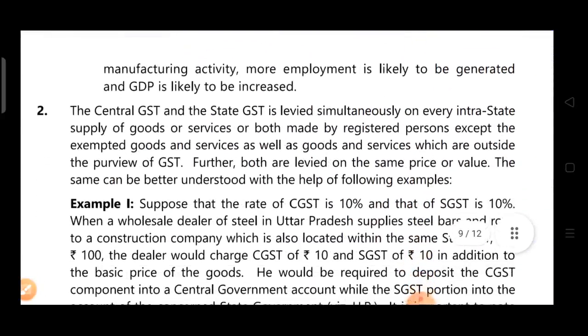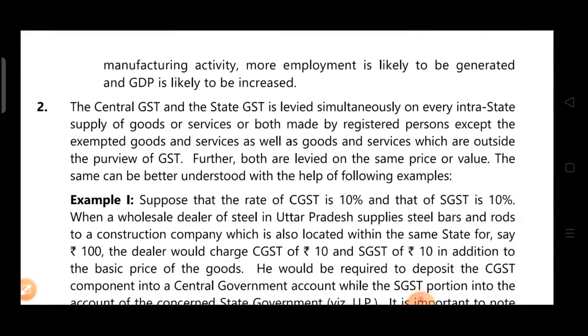See, the Central GST and State GST are levied simultaneously on every intra-state supply of goods or services, or both, made by a registered person. When a registered person makes any supply of goods or services within the state, then CGST and SGST are levied simultaneously, except in the case of exempted goods and services, as well as goods and services which are outside the purview of GST. Further, both are levied on the same price or value. The same can be understood with the help of an example.